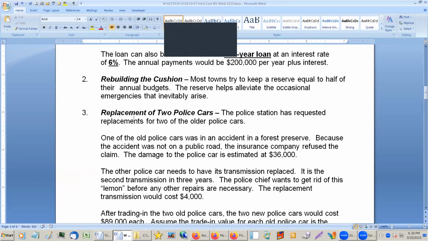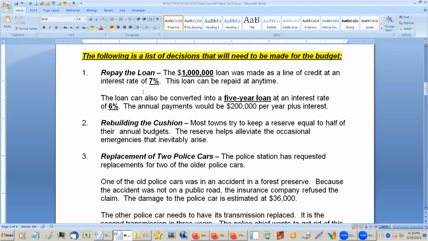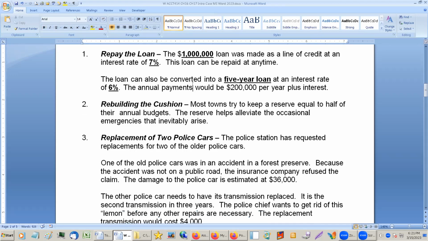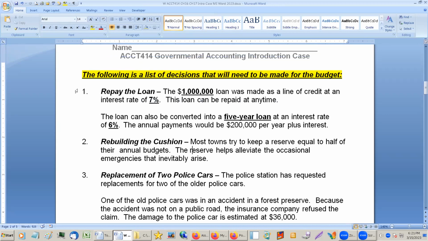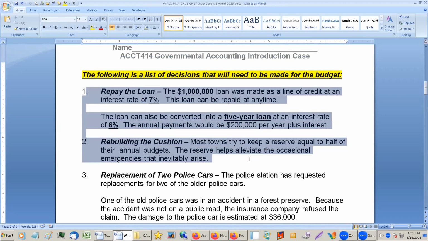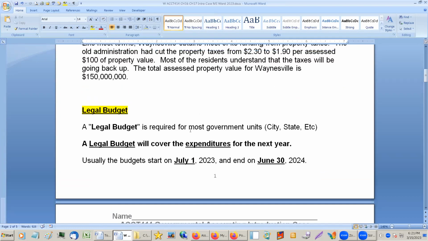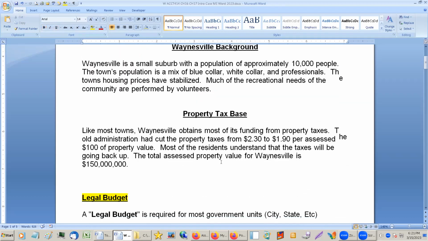Okay, so let's start looking at these things. We're going to have to make a decision about repaying the loan. How much of this loan do we want to repay, and how much do we want to start putting into the cushion? Those two are going to be kind of standalone. Again, the cushion of the past was 2.1 million. We're not going to go that big, obviously. It might take a few years to get this back.